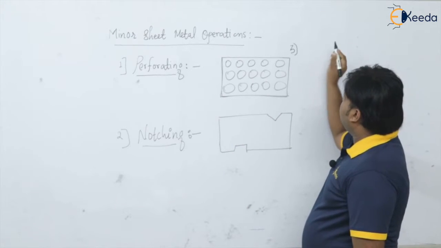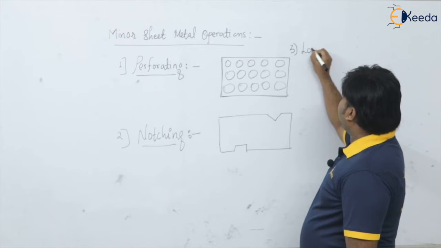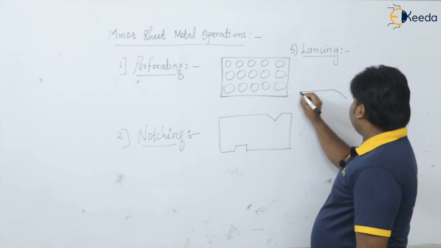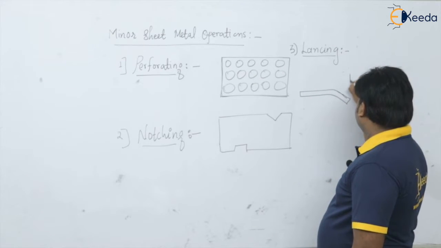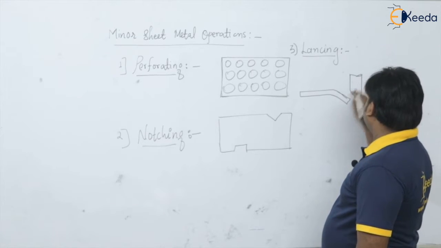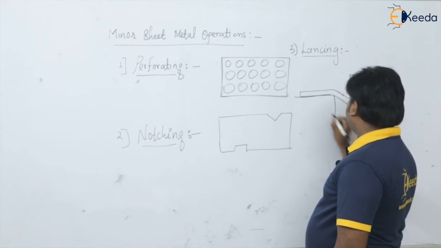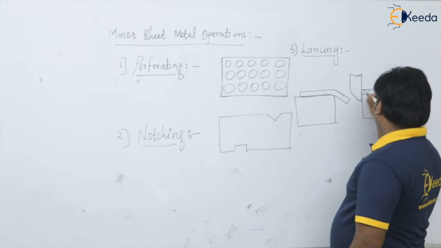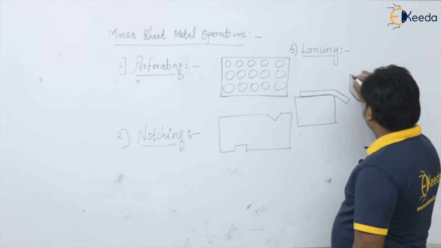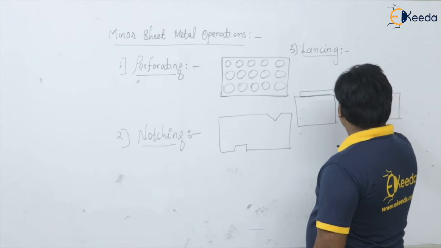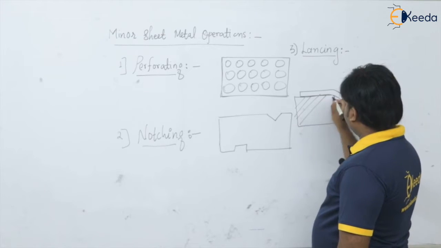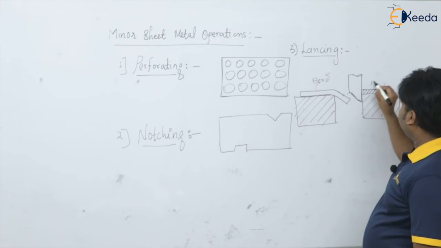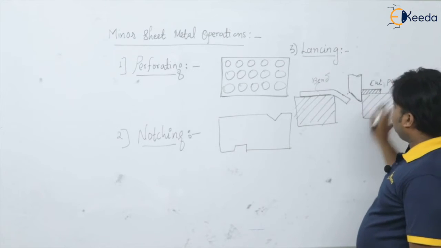The third operation is the lancing operation. So what is the lancing operation? In the same operation you can bend the sheet and also cut the sheet. So here you get the bend and here you get the cut sheet, and this is our punch, and of course this is the die. This is the bend portion and this is the cut part. So this is the lancing operation.